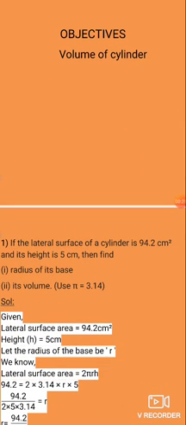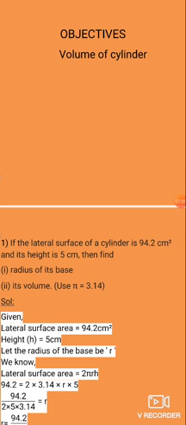Children, last class we had discussed the equation of volume of the cylinder. What is that? Yes, pi r square h. Now listen carefully to the first question. If the lateral surface area of a cylinder is 94.2 centimeters square and its height is 5 centimeter, then find first, the radius of the base. Second, its volume. Here we need to use the value of pi as 3.14.